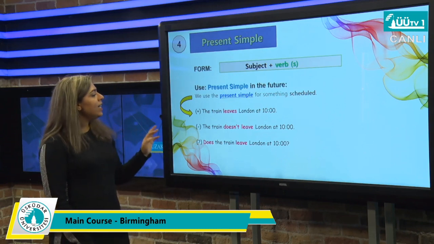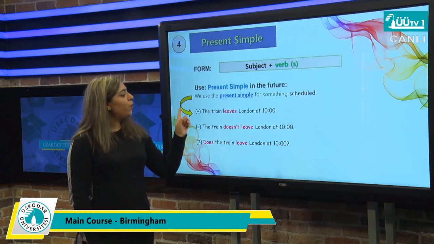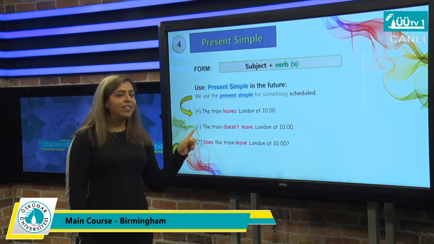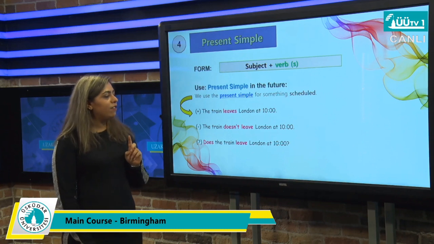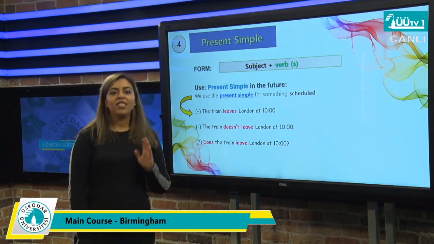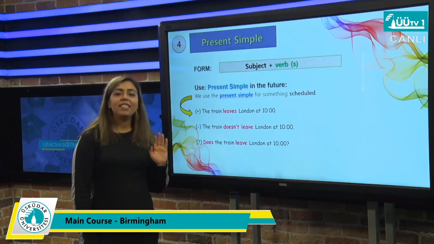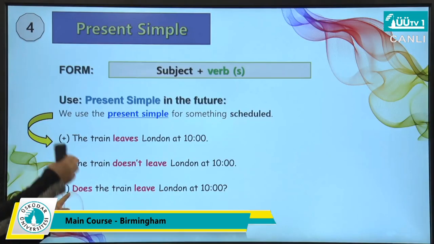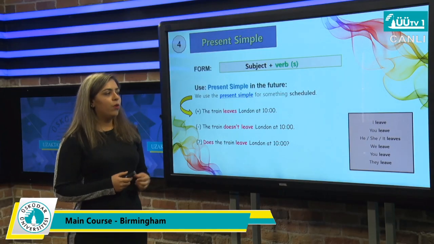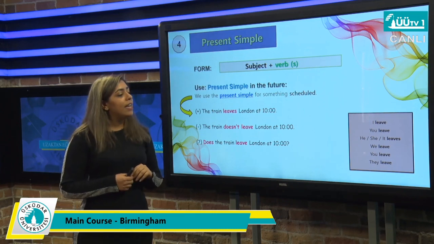So, and the negative form, as you know, for present simple, do and does. So we will add does because the train is it, right? So the train doesn't leave London at 10. Doesn't, does not. So the question form is, does the train leave London at 10? Again, we always use does. For the question form, we put it in the beginning of the sentence. Okay? I live, you live, he or she or it lives, we live, you live, and they live.